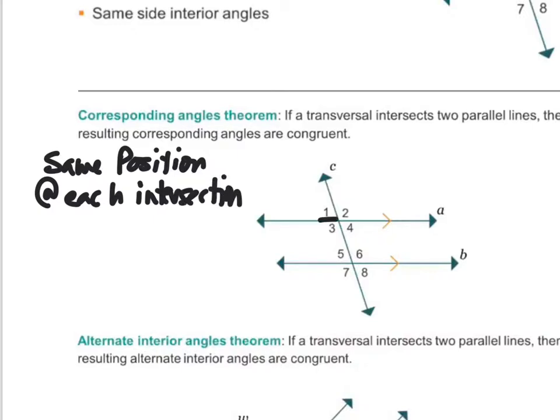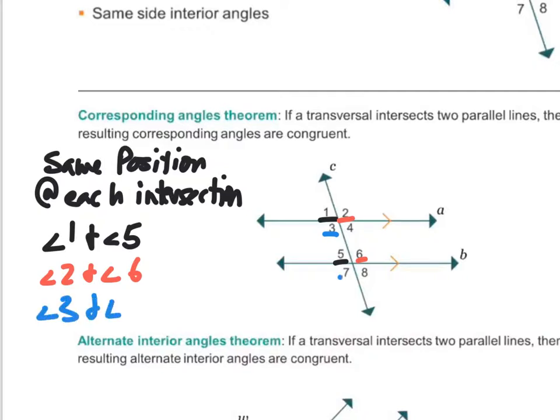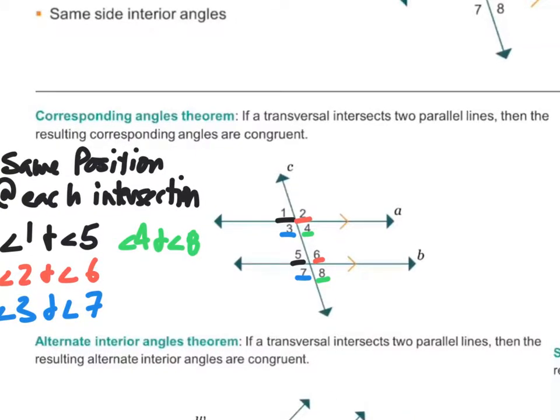So angle 1 and angle 5 would be corresponding angles. Angle 2 and angle 6, angle 3 and angle 7, and the last one would be angle 4 and angle 8. Now what I know about these angles is that they are congruent. Okay, that's the big thing. Those angles are congruent, and that's what a lot of these are going to be. So let's move on to the next one.